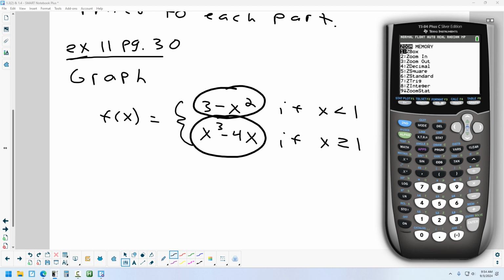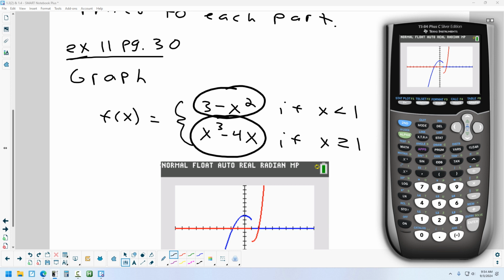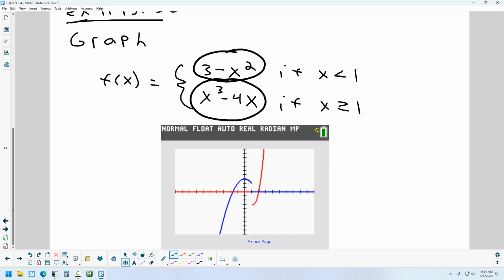I'll do zoom 6 just in case I changed my window. Notice all of a sudden the blue one just stopped. It kind of does this horizontal line. It shouldn't be there, but there's nothing I can do to fix that. Let's pretend it just looks like that.